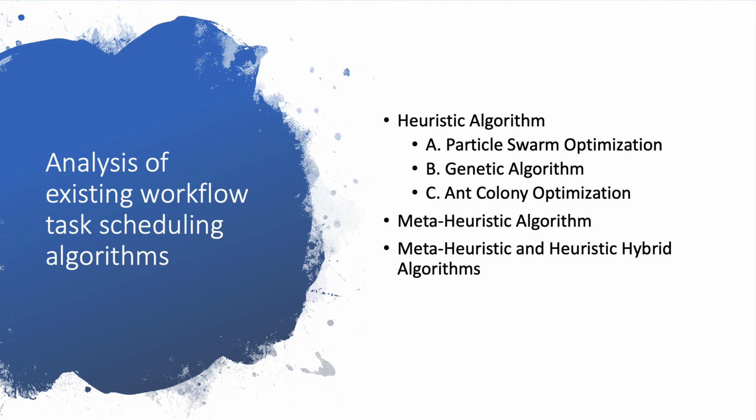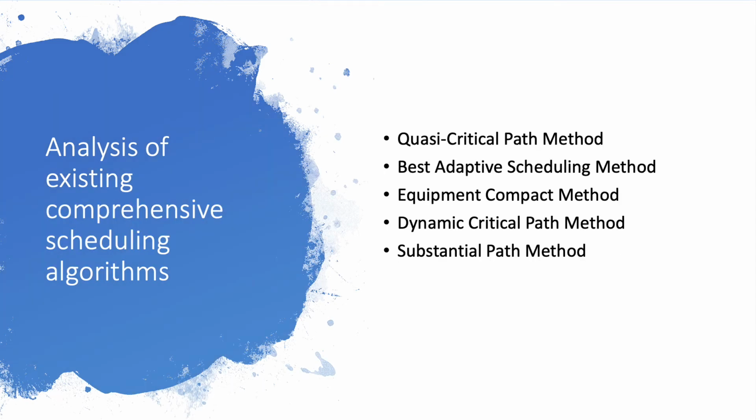Next, I analyze the existing comprehensive scheduling algorithms. The comprehensive scheduling algorithm is a scheduling algorithm that solves how to arrange production and consumption resources to achieve the research goals. The classic comprehensive scheduling algorithms are the quasi-critical path method, best adapt scheduling method, equipment compact method, dynamic critical path method, and critical path method. Quasi-critical path method: the main idea of this algorithm is to find the critical path of the processing technique tree first, and to schedule the process on the critical path.